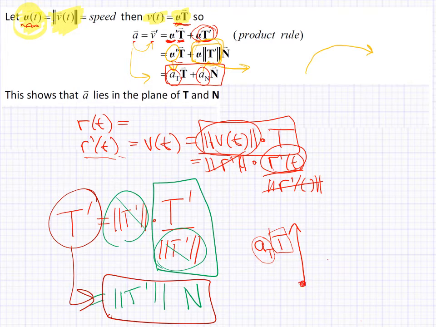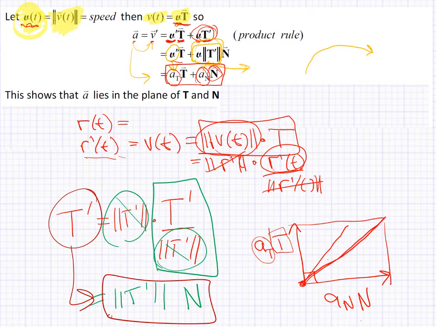And then I have a sub n, n. Well, again, same thing. N is a unit vector, so a sub n, n is just changing the magnitude of that normal vector. But remember, it's always going to be orthogonal to t. So a sub n, n should also be orthogonal to t. Well, the diagonal of that box that we just created, now let's do that better.